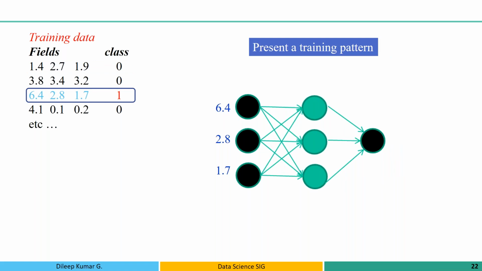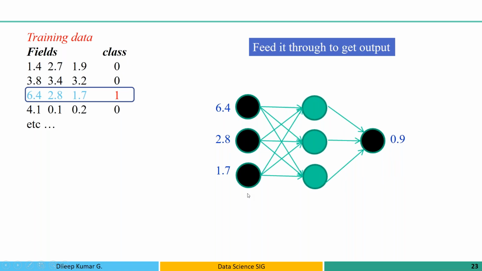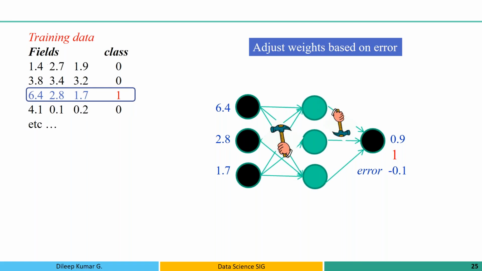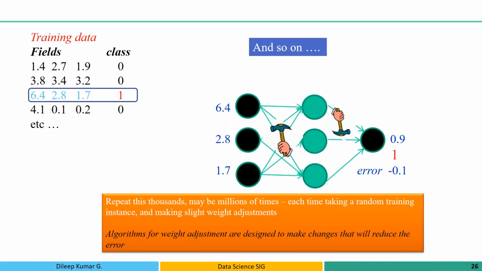Now in this case, you can see these are my values: 6.4, 2.8, and 1.7. Let's assume that I have got the output as 0.9. I'm expecting the output class as 1. So how much is the error? It is minus 0.1. If you add this 0.1, then it will become 1. So it's a negative error, minus 0.1. In this case, again, I have to modify the weights. So like this, if my data is big, then I need to do the modification.